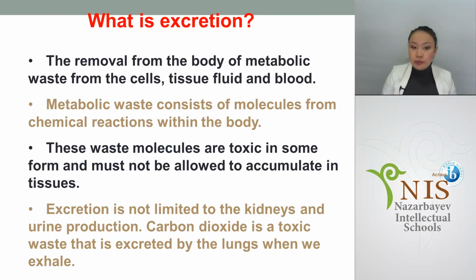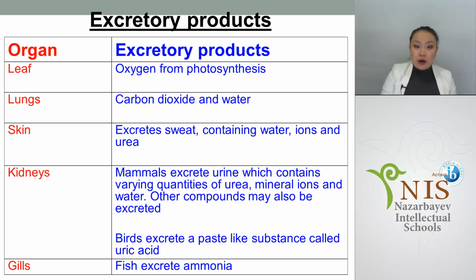What is excretion? The removal from the body of metabolic waste from the cells, tissue, fluids, and blood, as we already said. Excretion is not limited to the kidneys and urine production. Carbon dioxide is a toxic waste that is excreted by the lungs when we exhale. Also, we could excrete, for example, some urea with the help of our skin.